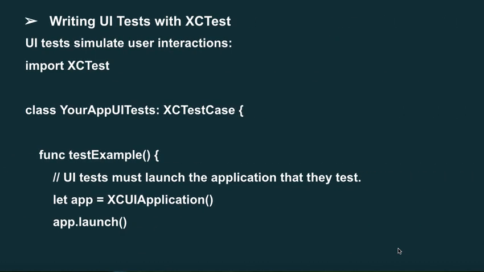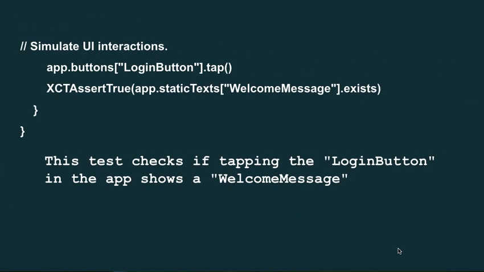Writing UI tests with XCTest. UI tests simulate user interactions. Import XCTest, class YourAppUITests: XCTestCase, func testExampleUI. UI tests must launch the application that they test. let app = XCUIApplication(), app.launch(). Simulate UI interactions: app.buttons["loginButton"].tap().